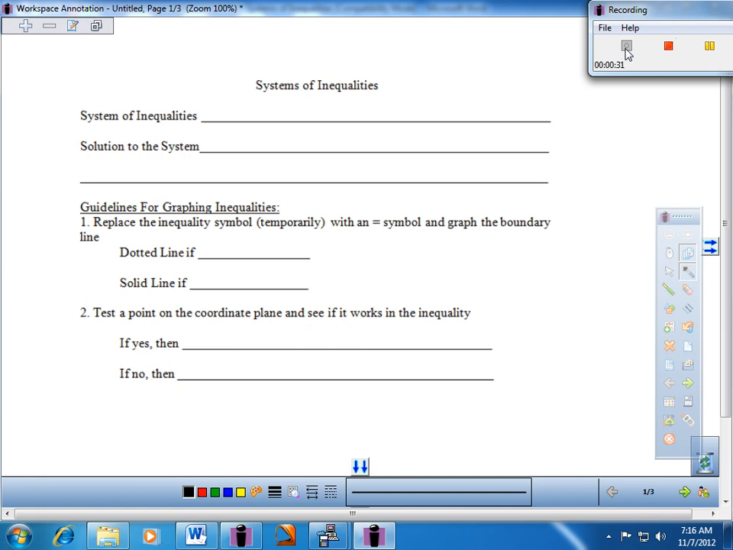We've been talking a lot about systems of equations. Systems of inequalities will be represented in a quite different manner. So let's see what that entails. So here we go. Systems of inequalities very simply would be a collection of two or more inequalities.